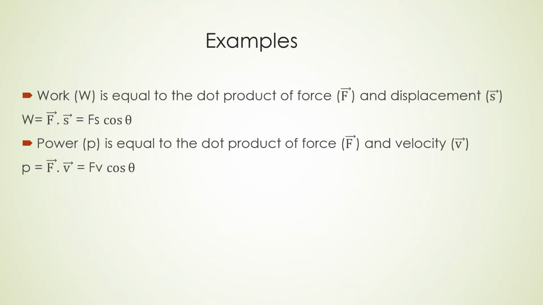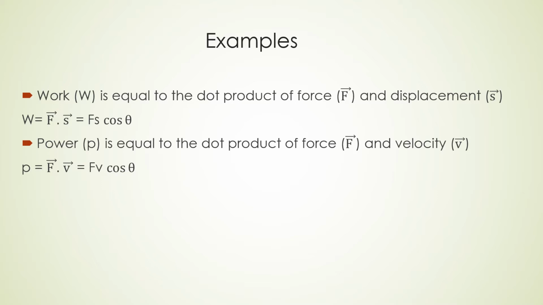Let's go to some examples of dot product. Let's define work. What is work? Work is force into displacement. So for dot product, work is equal to the dot product of force and displacement. We can write it as W, that is work, is equal to F dot S, where F is force and S is displacement, and we can write it as Fs cos theta.